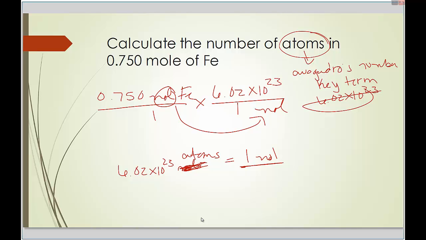So 0.750 times 6.02, remember you use the EE or EXP for the times 10, so 6.02 EE23, and that comes out to be 4.52 times 10 to the 23rd atoms.